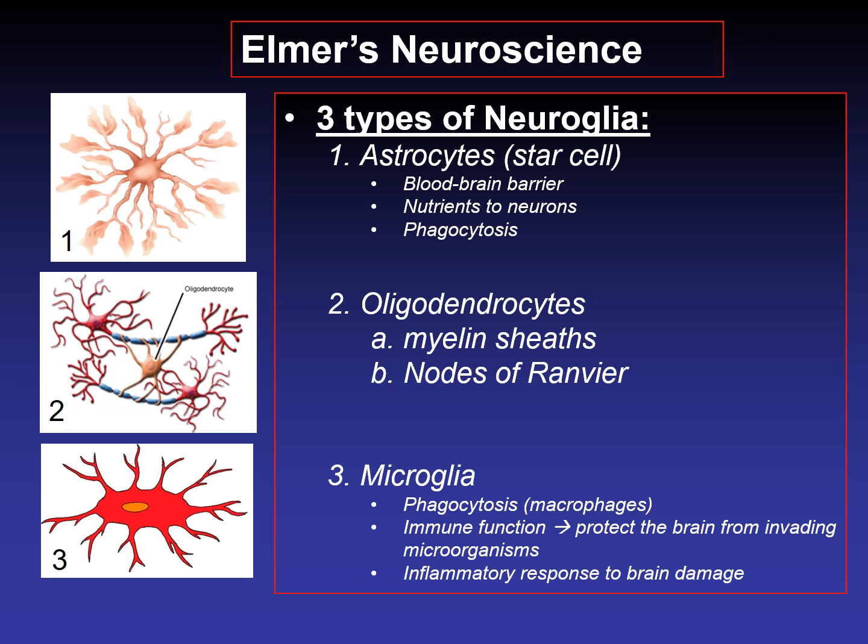Again, when we talk about saltatory conduction, we will discuss how this is facilitated by the myelin sheaths and the nodes of Ranvier. And then the third type of glial cell is referred to as microglia. These also perform the process of phagocytosis, and they additionally are involved in immune function. They protect the brain from invading organisms, and they're involved in the inflammatory response that is seen after brain damage. So 3 types of glial cells, and the one we're really going to focus on is number 2.